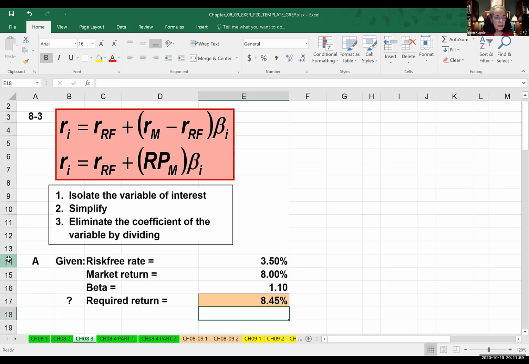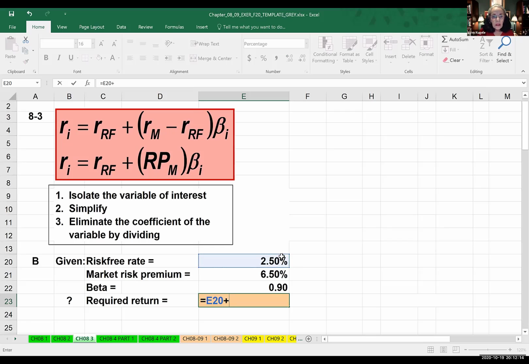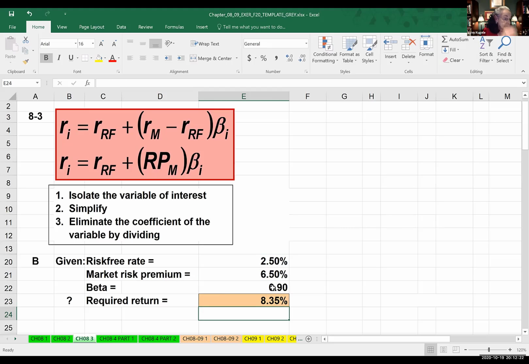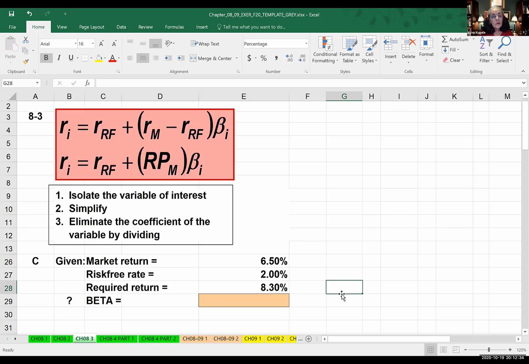Okay, let me hide this one and get the next one. In this case, they've given us the market risk premium. Now we're going to use the second version. So it's going to be the risk-free rate plus the market risk premium times beta, 835. Questions? Y'all are quiet. Okay, I'm going to hide this one. Here we need to solve for beta.